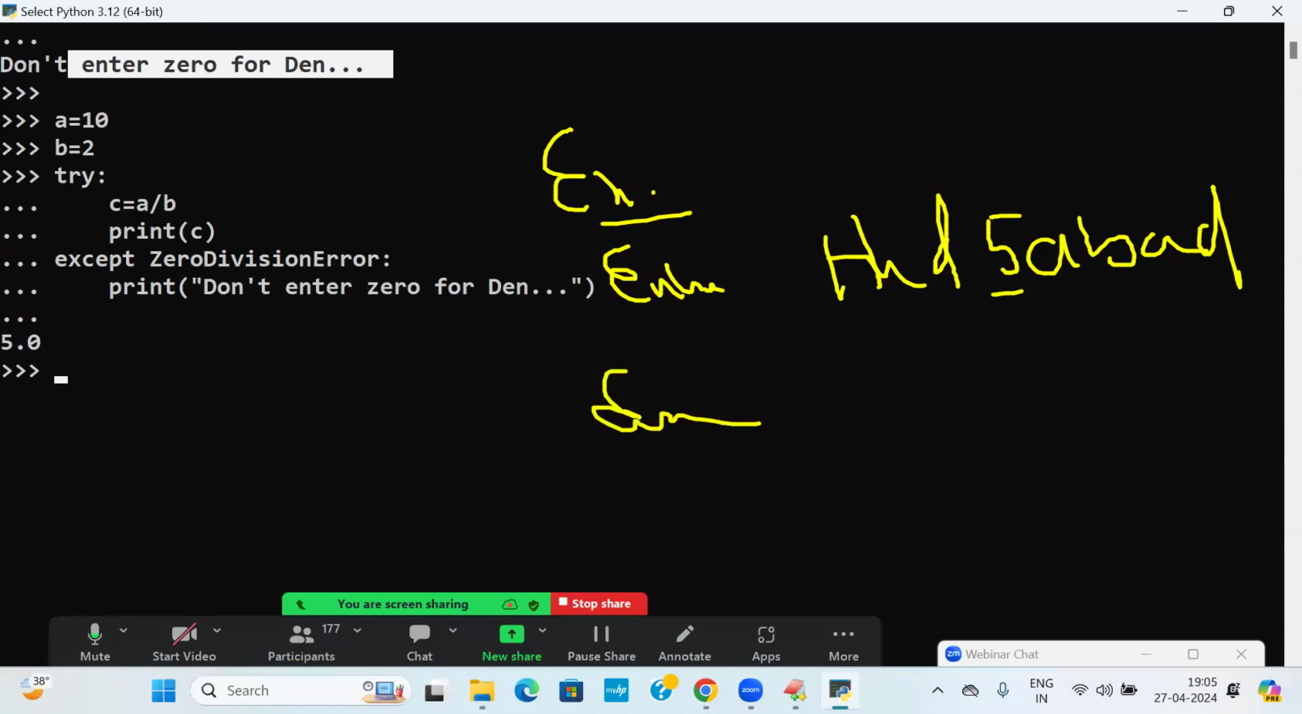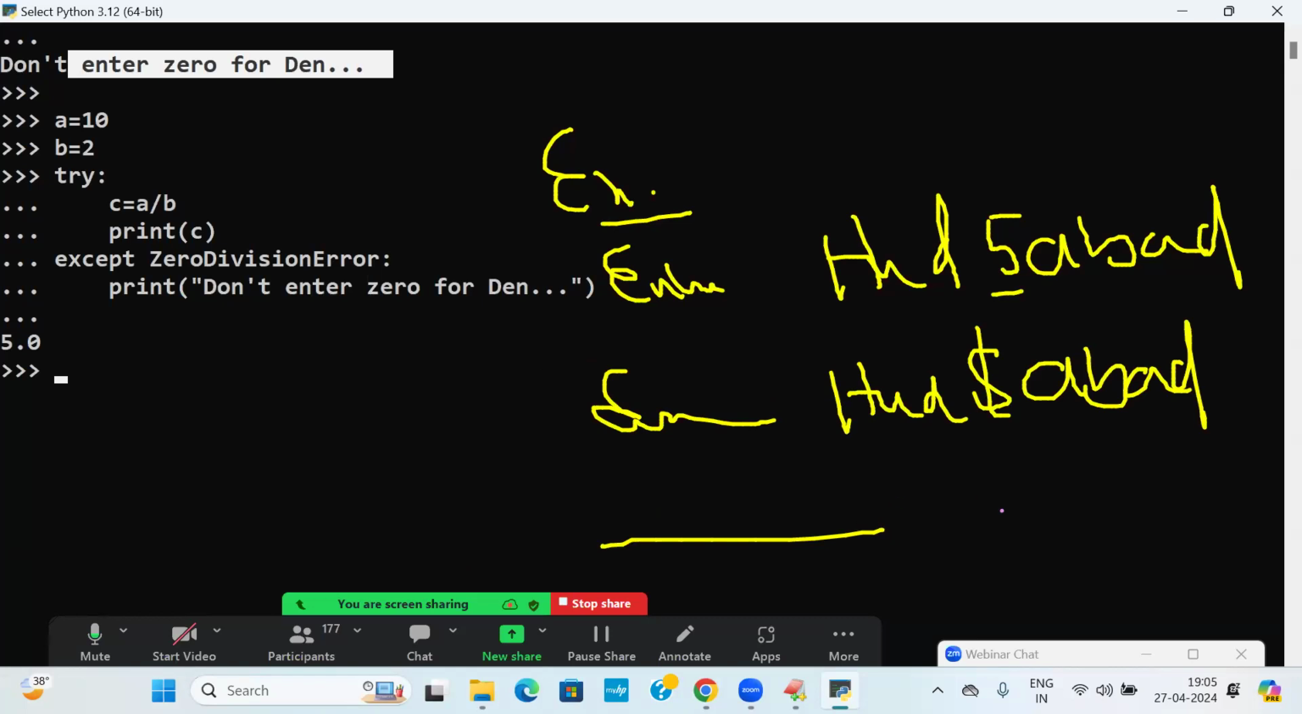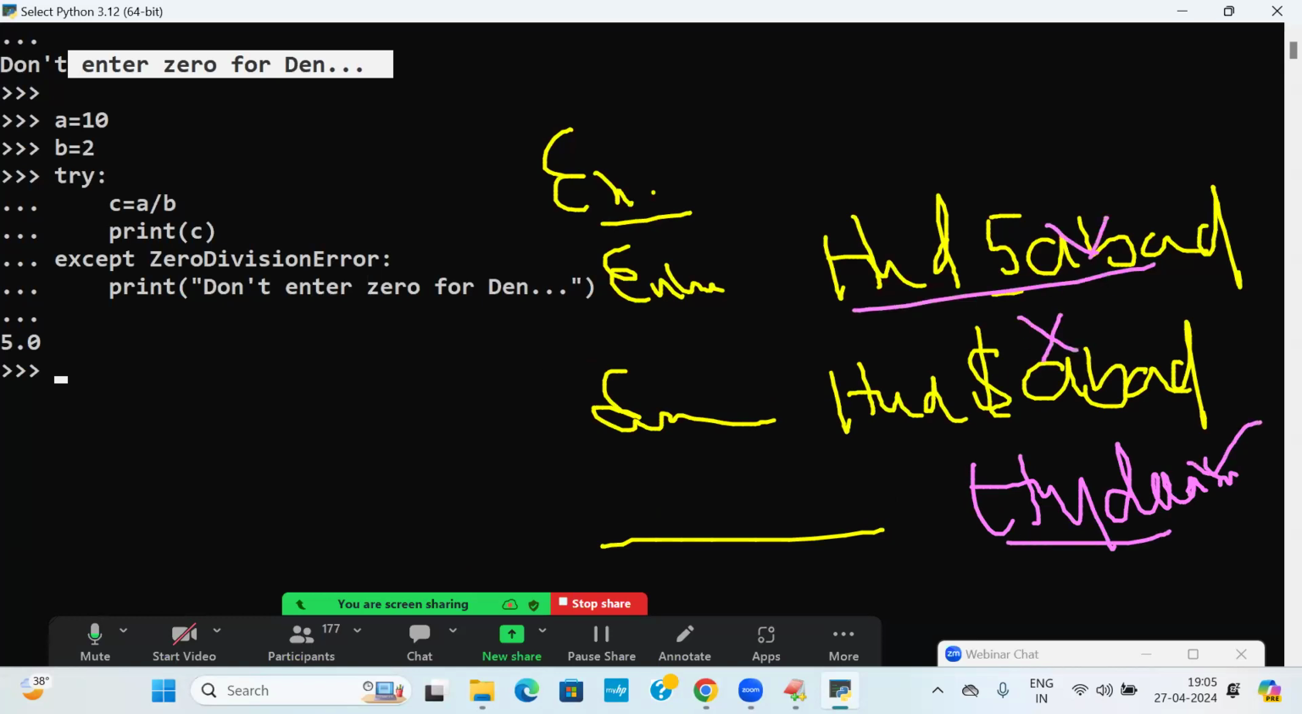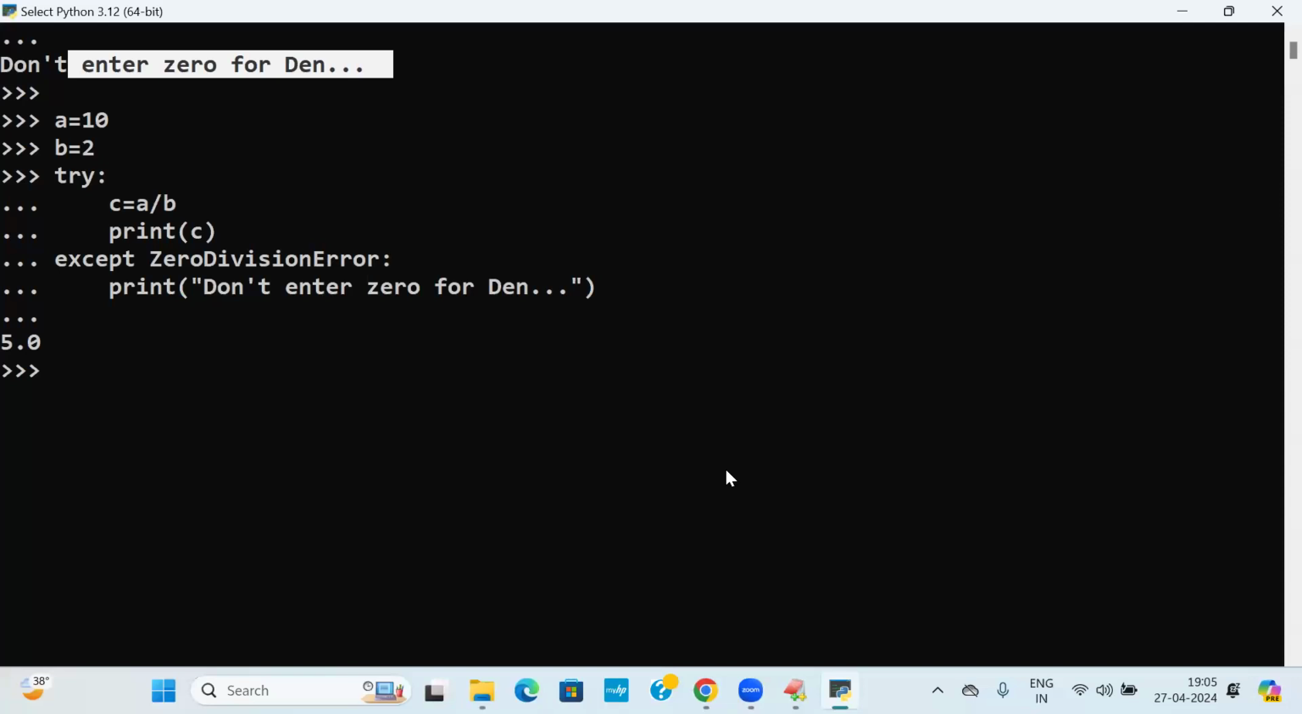Next, enter the place name, HYD$ABAD. Valid or invalid? Invalid. If they enter Hyderabad completely, this is valid. These are called what? Invalid. When they enter like that, you should say, don't enter a digit in the place. Don't enter a special symbol in the place. You have to enter what? Purely alphabets. How to write this code? With the exception handling mechanism only.